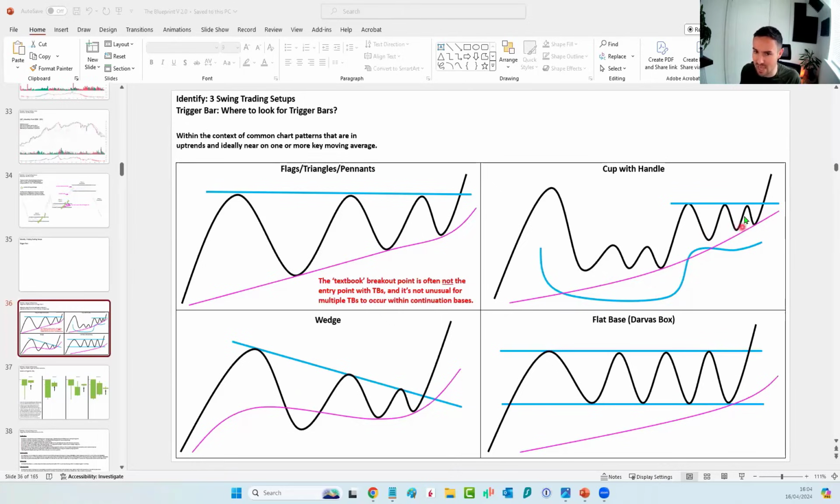So it could be here, it could be here, it could be here, it could be down here as you're kind of transitioning out from the cup to the handle. These kind of spots here. This is why I'm really dialed in and trying to focus.